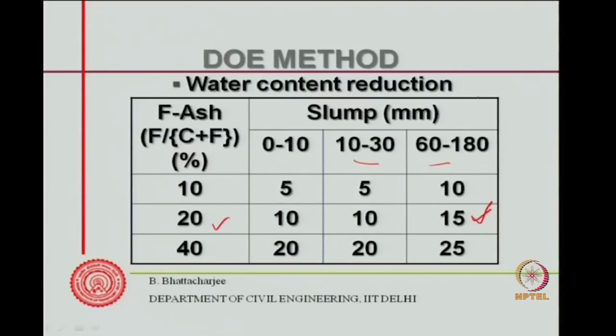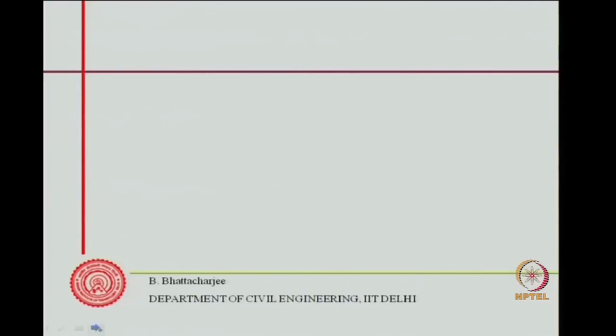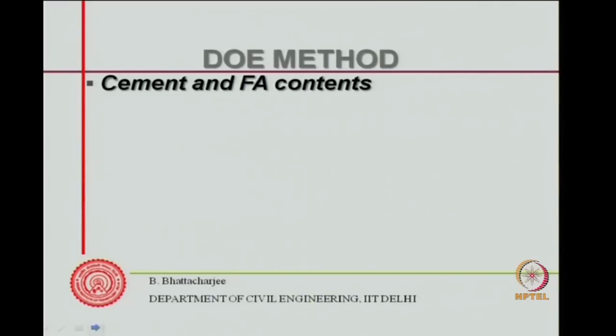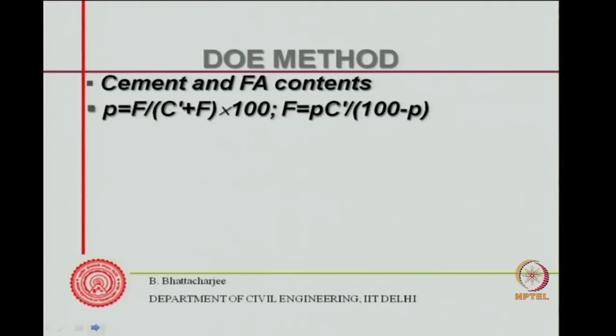So if it was 195, you can make it 180 and so on. So you can reduce it down. Your water gets reduced if you are using fly ash. What happens to the cement? How do you modify the cement? It suggests that you modify the cement content in this manner.